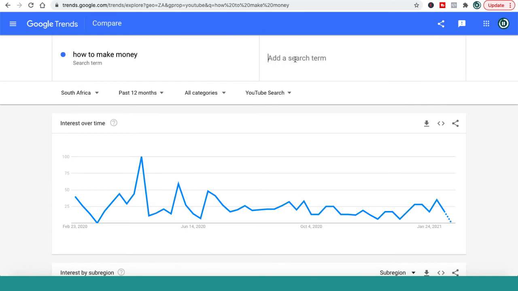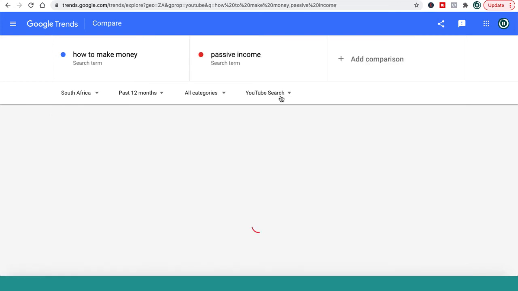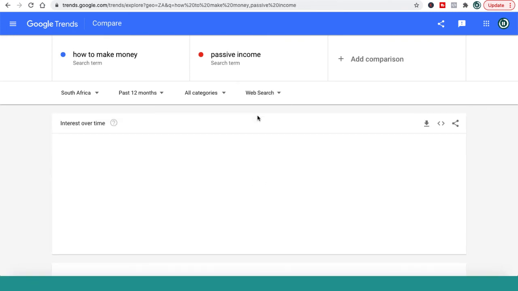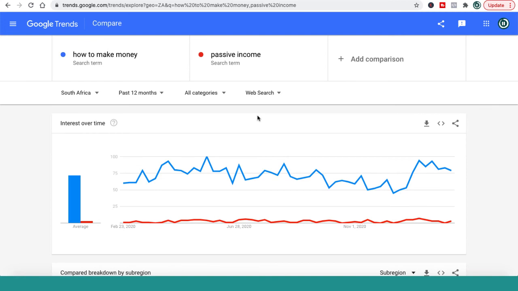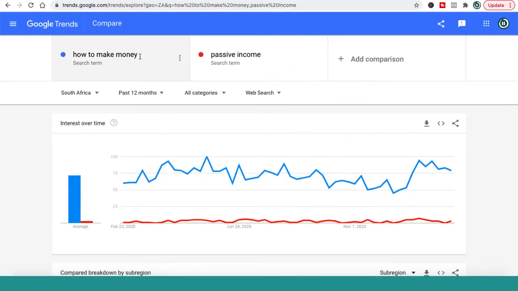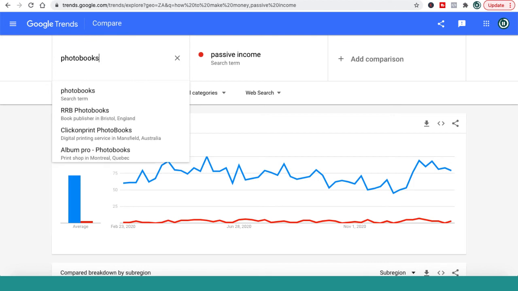Now let's go look at how we can compare terms, so how one term relates to another term in terms of interest in how people search. Here we've got passive income and how to make money. Passive income is the red line, and we're going to do it web search. And how to make money is the blue. And you can see there is a huge difference. People are definitely searching how to make money over passive income.